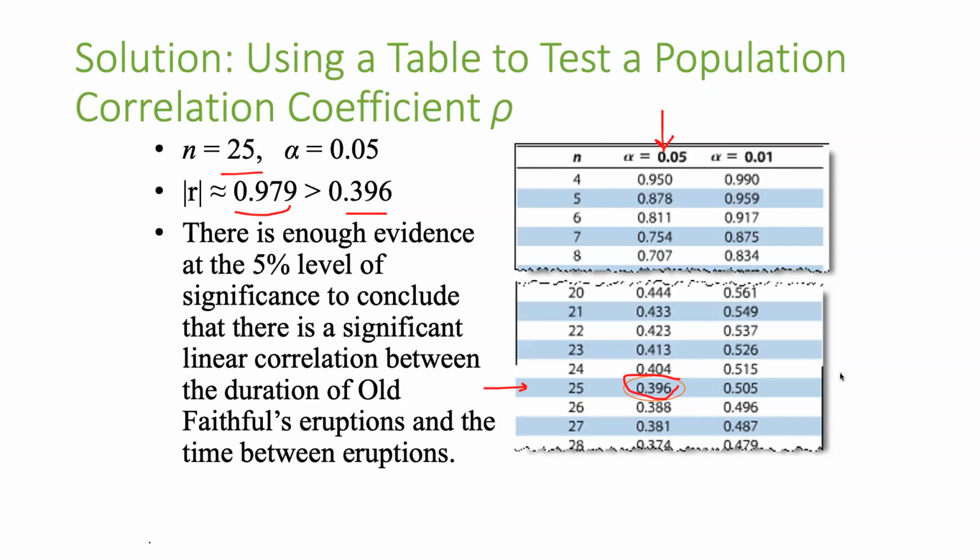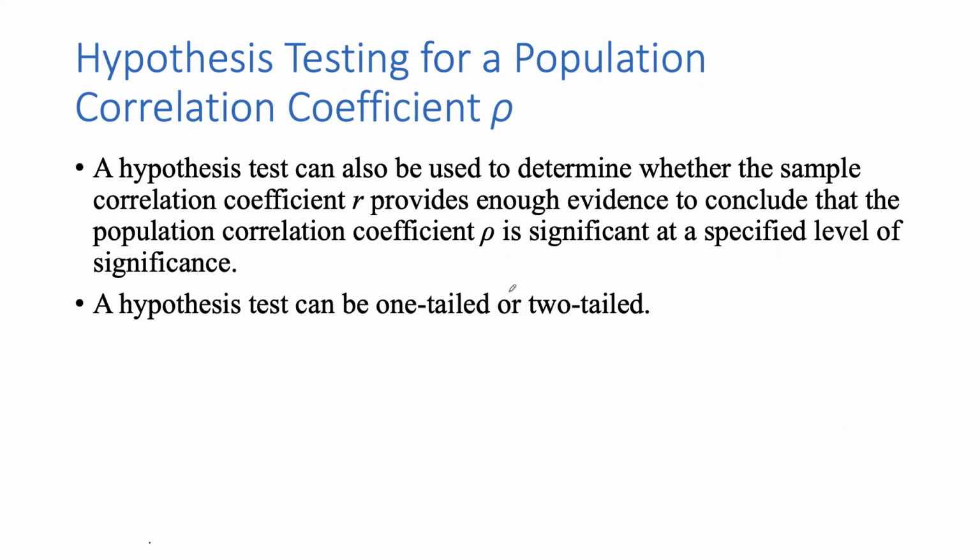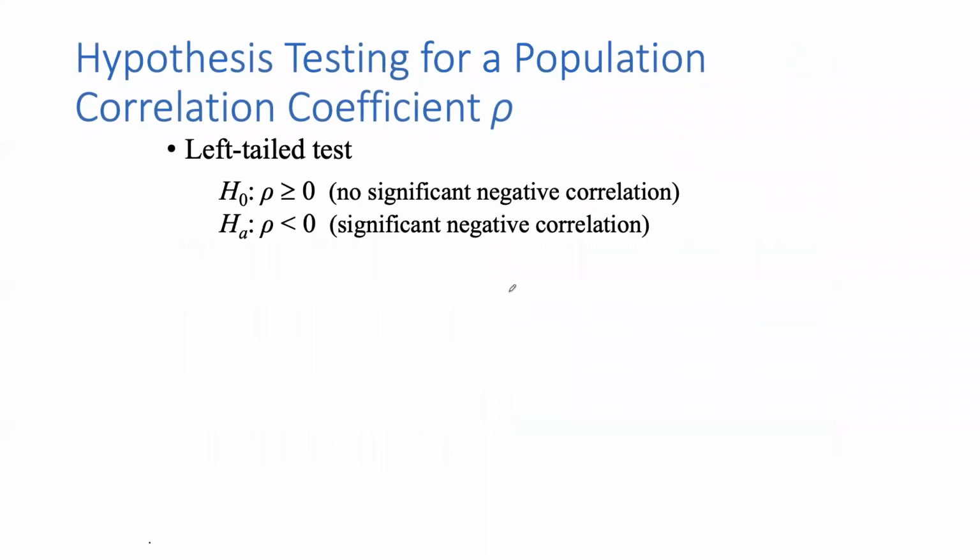So the other thing that we can do here is hypothesis testing, right? If you make a hypothesis about the correlation coefficient, you can use a test statistic and conduct a hypothesis test as well. Okay, so how do we go about this? A hypothesis test, as usual, can be one tail or two tail. We've already discussed this.